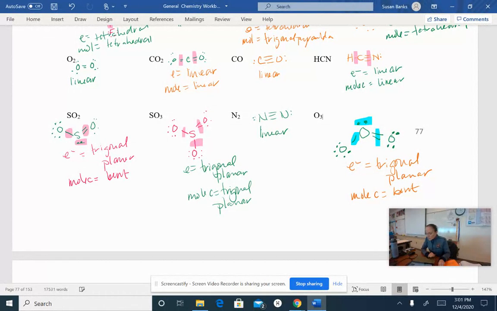Okay, so hopefully this gives you a really good idea of how to determine the shape looking at the areas of electron density around a center atom, and then using the number of areas and which ones are bonding and which ones are lone pairs, and the chart that we have on the next page to determine the shape of both the electrons around that center atom and the molecule.